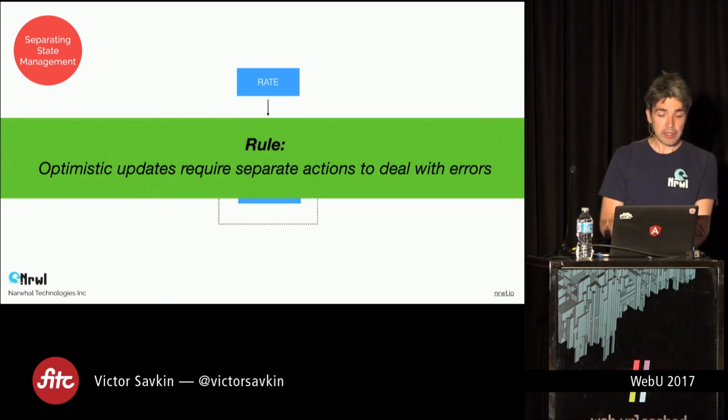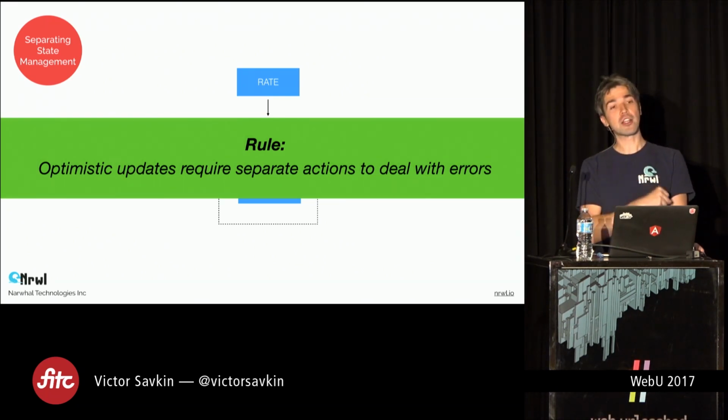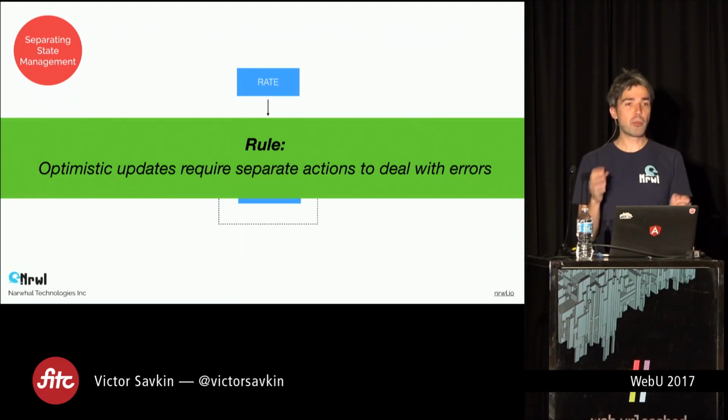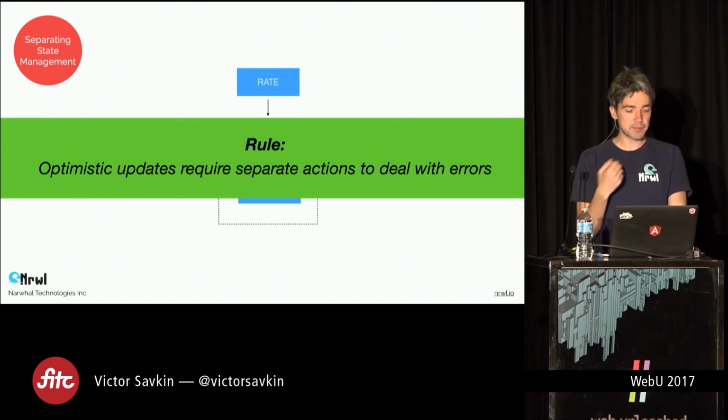Okay? In general, it's a good rule to follow that optimistic updates should always have special, separate actions to deal with the errors. So don't try to patch it up and update the objects in place and pretend that your application didn't fail or that update didn't happen. Because the users clearly saw that update.